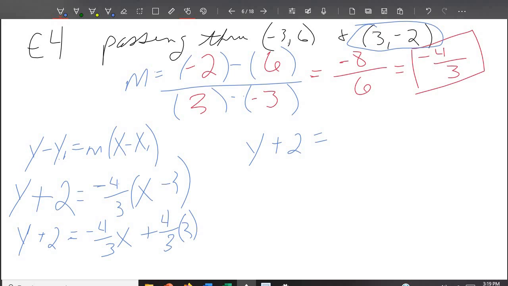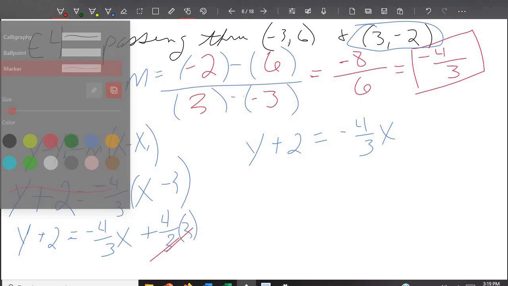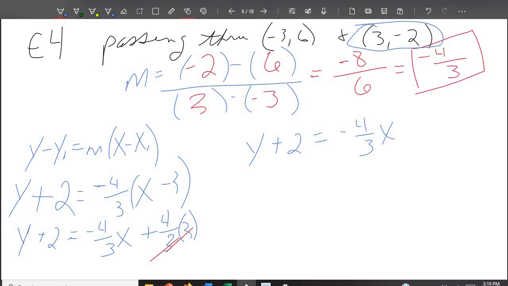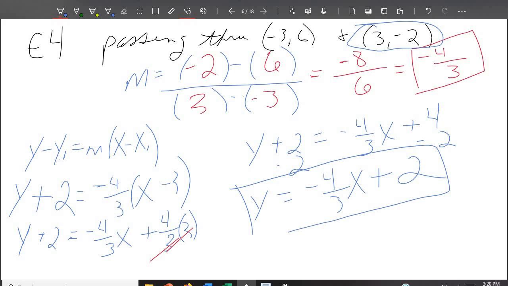Again, on the right side, the 3's will cancel themselves out, and we're left with a plus 4. And we subtract 2 from both sides. y equals negative 4/3 x plus 2. That's the equation of the line.